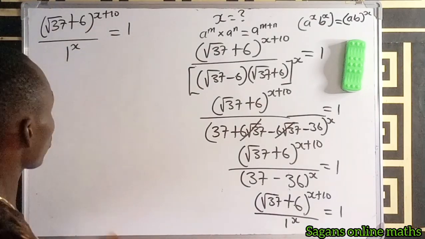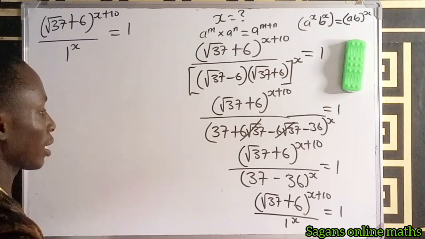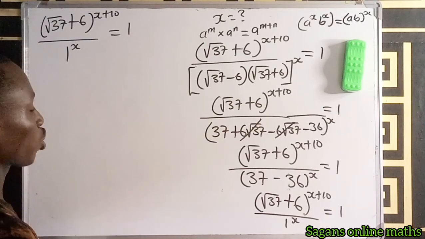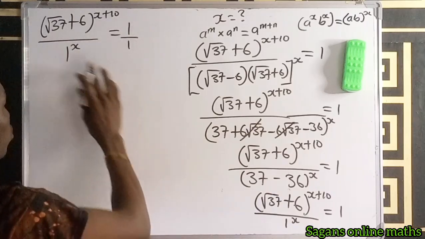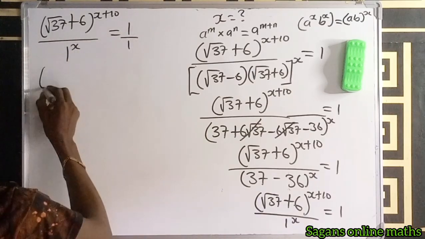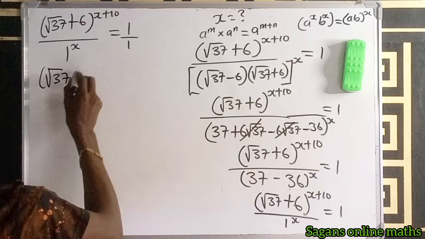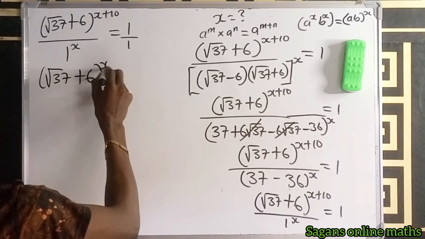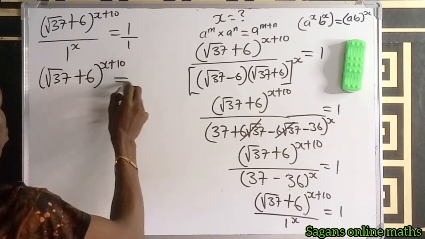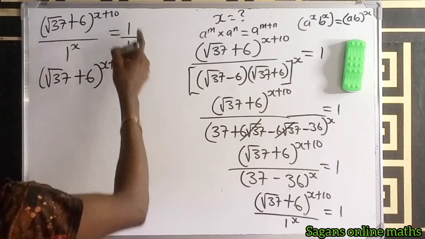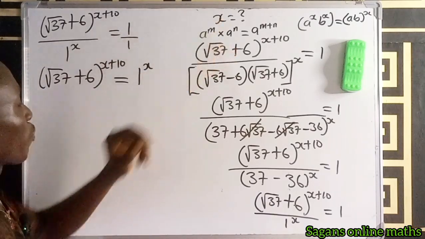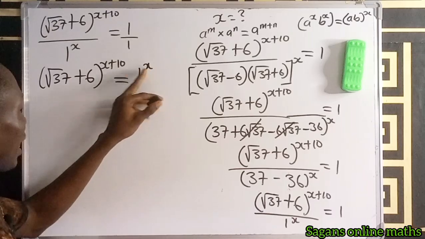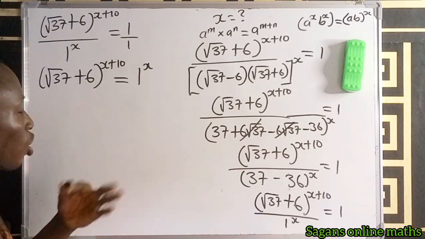Don't forget that the denominator of any number is 1, whenever the denominator is not specified. So the denominator of this one here is 1. So by cross multiply, we want to add this is (√37 + 6)^(x+10) equals to 1 to the power of x times this will give us 1 to the power of x. Now our target is to find the value of x. So for us to remove this x here, let's multiply both powers by the reciprocal of x.